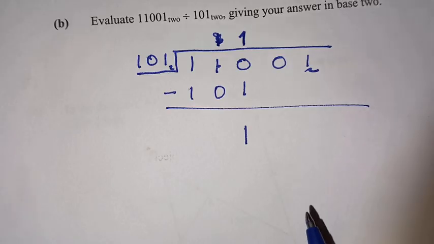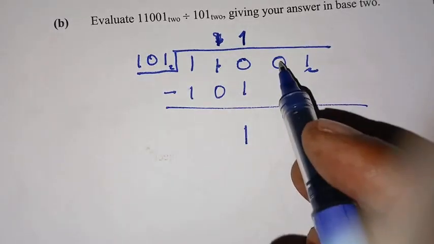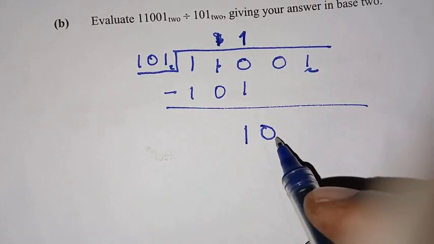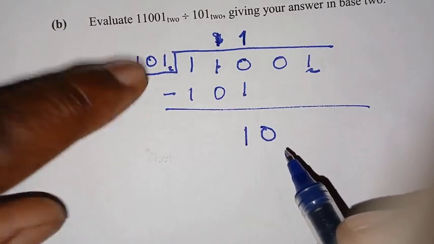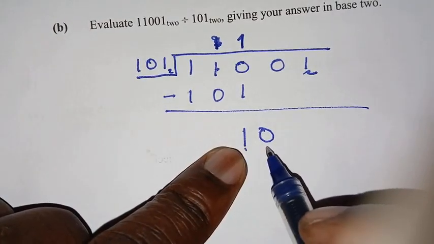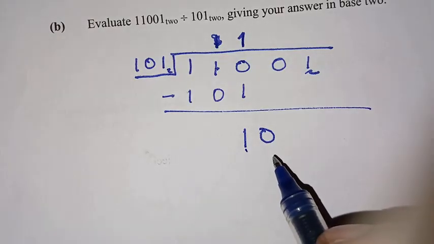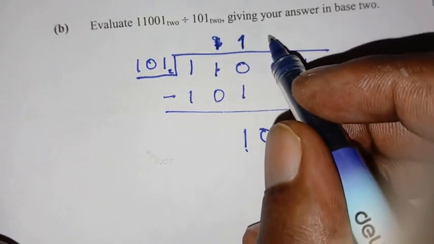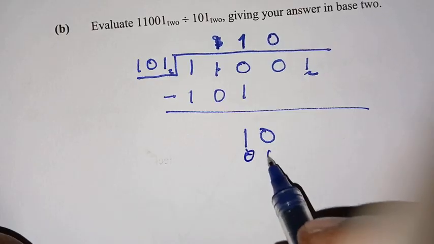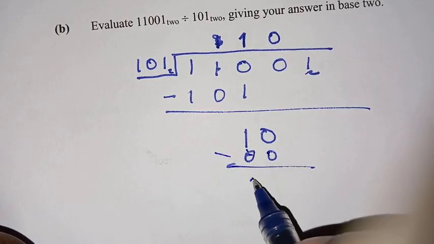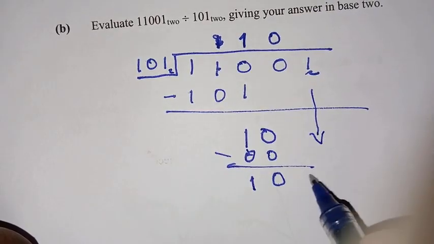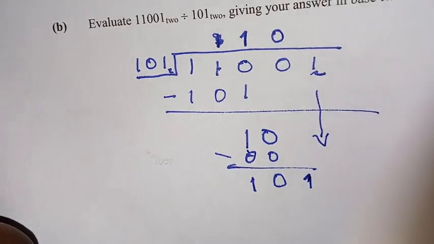What is next now? Well, this can't go into this, so we need to drop down that 0 here. This 0 must come here. When it comes here, we can attempt to say, can this number here, 101, go into 10? You would find that it cannot. So if it cannot, we're going to be saying it will be a 0 there. The 0, when you multiply it by that, it will still be a 0. And when you do the subtraction, you will still end up with the same number. And at this point, you'll have to drop down that one to come here.